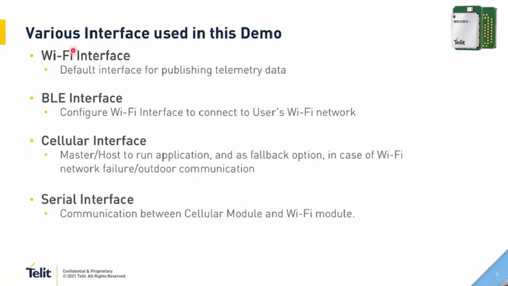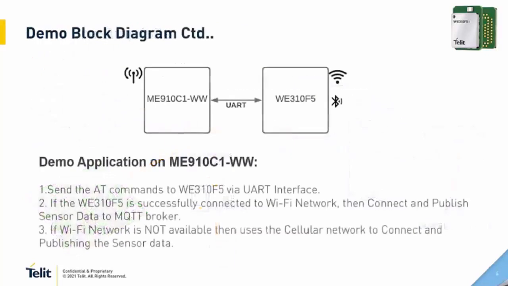As I already explained, Wi-Fi is used for the data path. It's the default data path, and BLE is for configuring the Wi-Fi module. The cellular interface is used as a backup of Wi-Fi, and the serial interface is used for communication between the Wi-Fi and the cellular module, like this interface.